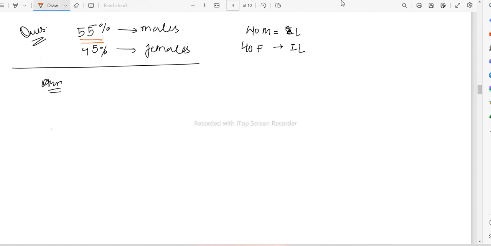Okay, so 55% are males and 45% are female. If there is a constituency of 100, so 55 would be males, writing it like this, and how many females would be there? 45 would be females. Now they are saying that 40% of 55 are males. So what is 40% of 55?